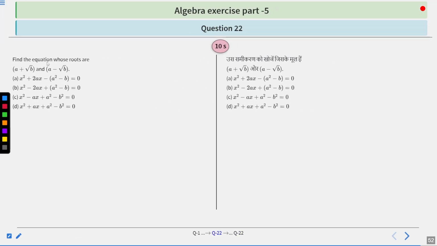Next, find the equation whose roots are a plus root b and a minus root b. And options are option A, x square plus 2ax minus a square minus b equal to 0. Option B, x square minus 2ax plus a square minus b equal to 0. Option C is x square minus ax plus a square minus b square equal to 0. And option number D is x square plus ax plus a square minus b square equal to 0. These are the options. And I'm giving you 10 seconds to find which one of them is correct. After that, I will do the solution.